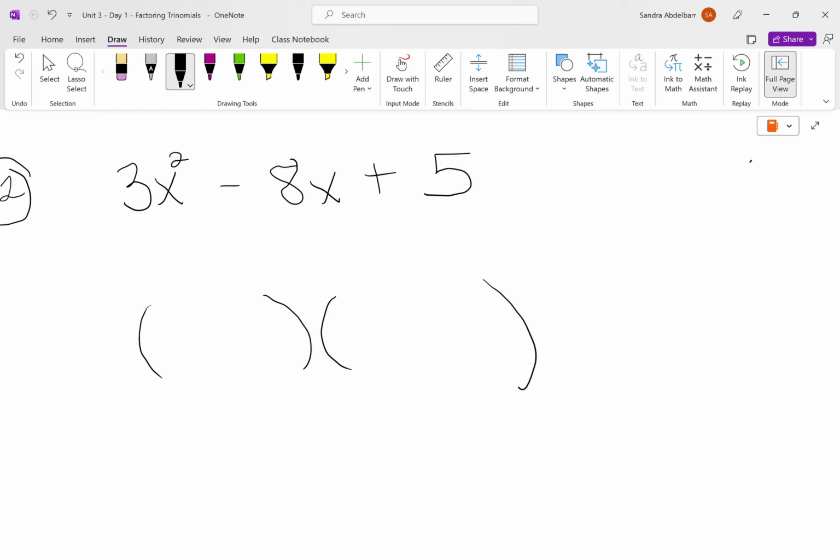So the beginning of this is pretty easy. You ask yourself, well, what two things multiply to 3x squared? It's nice when it's a prime leading coefficient. So what's the only things that multiply to 3x squared? A 3x and an x. There's really no options there. So we're going to have a 3x and an x.